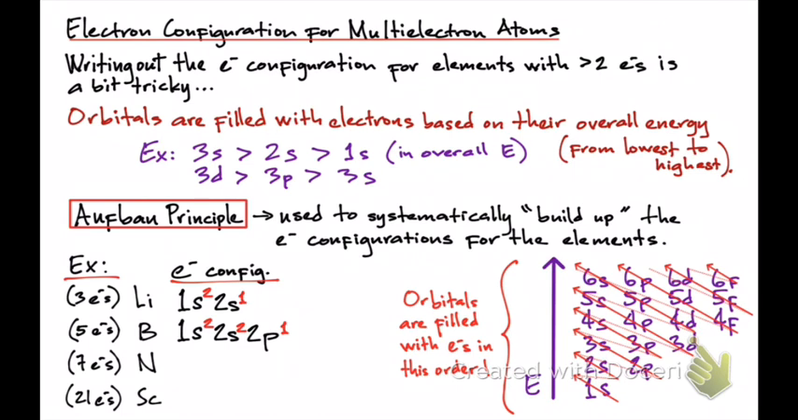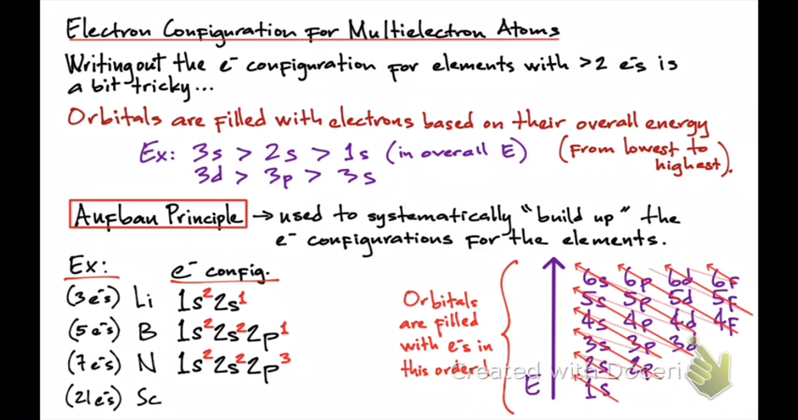Looking at nitrogen, nitrogen has a total of 7 electrons. So we're going to do the same thing here. Again, starting from the 1s, and then the 2s, the 2p, 3s. And so because we have 7 electrons, 2 of them will reside in the 1s, another 2 will go in the 2s, and then the remaining 3 will go in the 2p.